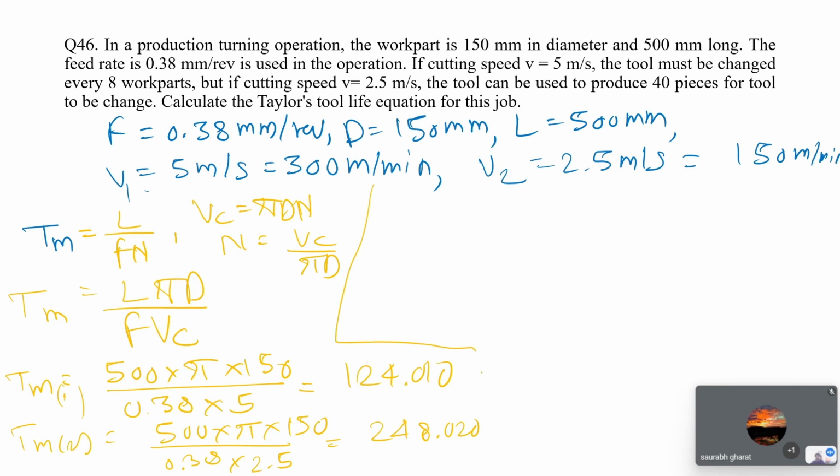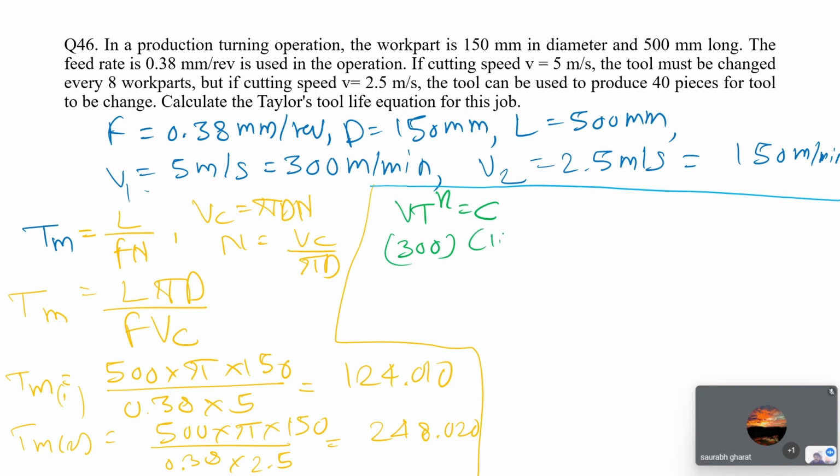What do you need to find out right now? You have V, you have T. You need to find your n and C, which is actually the question. You need to find those two points. Let me go with green color. V T to the n is equal to C, you know, so it will be 300. I'm putting it directly right now. 300 into 124 to the n is again equal to, because C is constant, 150 into 248 to the n, which is C.